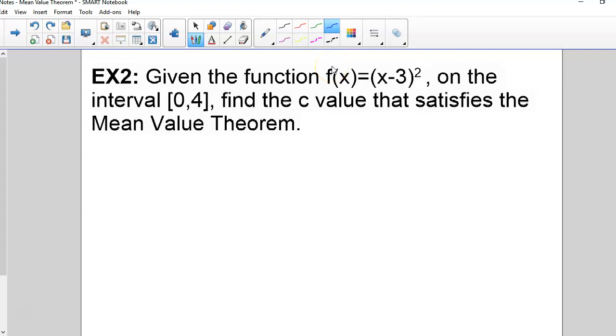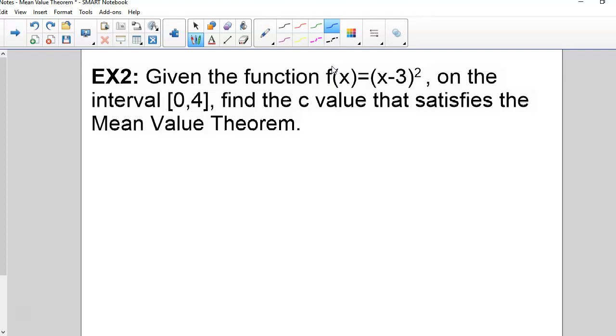Alright, so let's look at some problems that you'll get with this. Some of these will be very general. Some of these will not be in a situation at all. So, for example 2, we are given the function f of x equals (x minus 3) squared on the interval from 0 to 4. Find the c value that satisfies the mean value theorem.